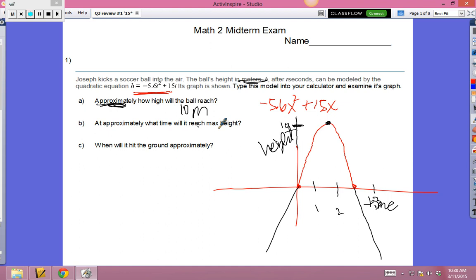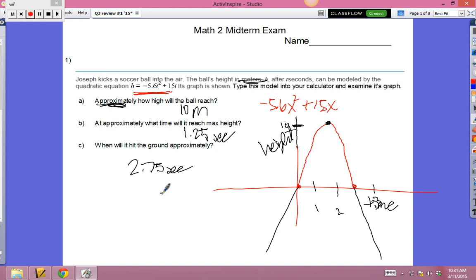What time is it going to reach its max height? So in seconds, what time does it reach its max height? Something in between 1 and 2, closer to 1. So it's like 1.25 seconds maybe. And then the last question, when is it going to hit the ground? So that's when it comes back down right here, hits the ground in between 2 and 3 seconds. Closer to 3, maybe like 2 3/4 of a second.